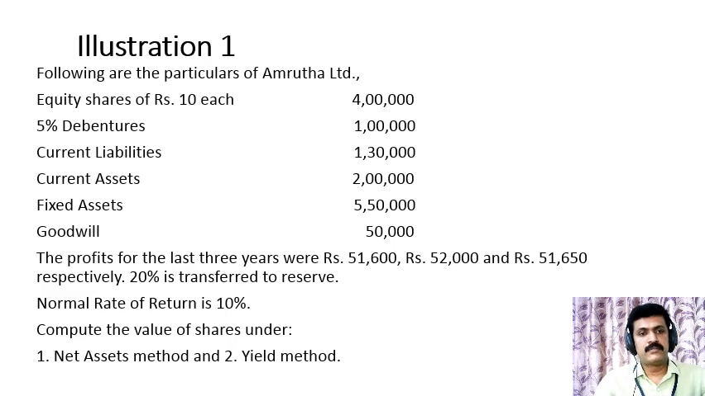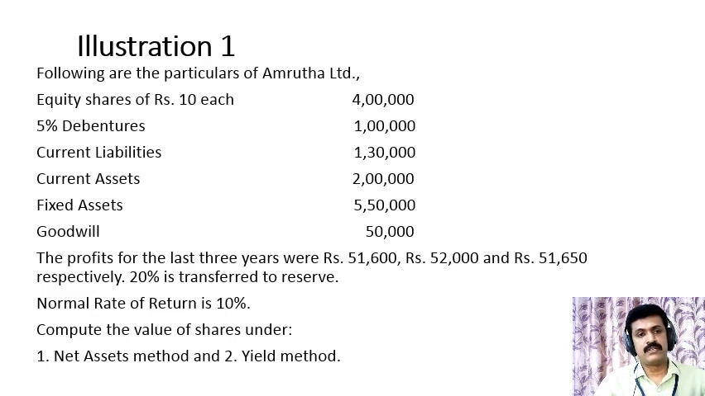Now let us begin this class with an illustration. Following are the particulars of Amrita Limited. The details given are equity shares of rupees 10 each, rupees 4 lakhs, 5% debentures 1 lakh, current liabilities 1,30,000, current assets 2 lakhs, fixed assets 5,50,000, goodwill 50,000. The profits for the last 3 years were 51,600, 52,000 and 51,650 respectively. 20% is transferred to reserves and the normal rate of return is 10%. Compute the value of shares under net assets method and yield method.